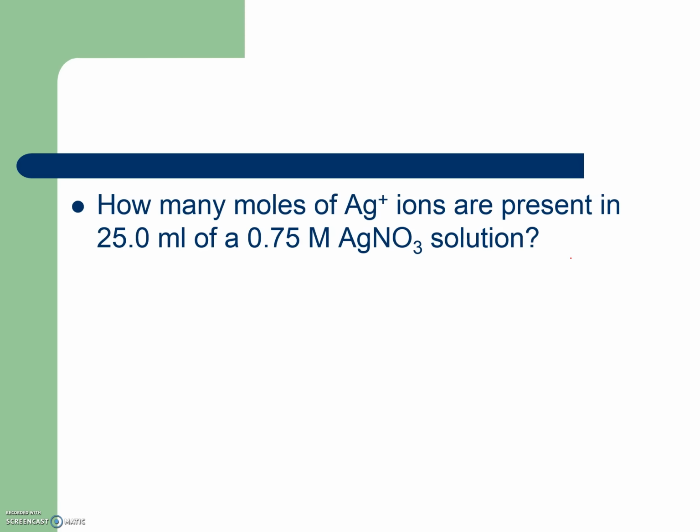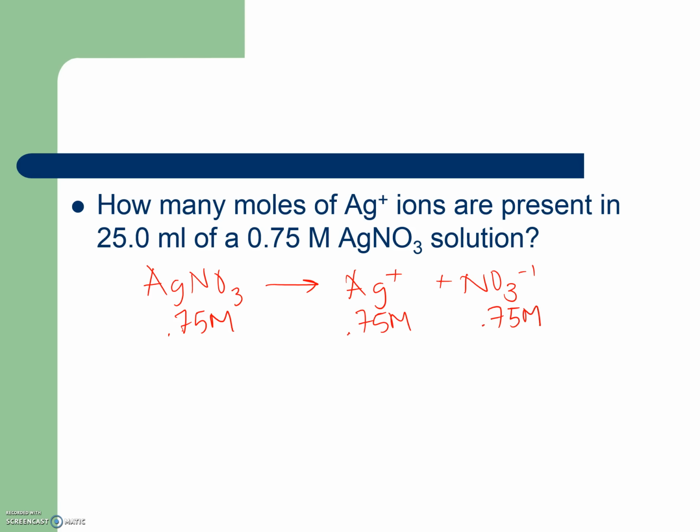How many moles of Ag+ ions are present in 25 milliliters of a 0.75 molar silver nitrate solution? Well, now it wants to know how many moles I have, so we have to do some additional steps here. Again, we have our AgNO3, and we have to see how it breaks apart. Well, it breaks into Ag+ and NO3-. This is a nice straightforward one, because if I have 0.75 molar here, and these are all 1, I have 0.75 molar of Ag and 0.75 molar of NO3.